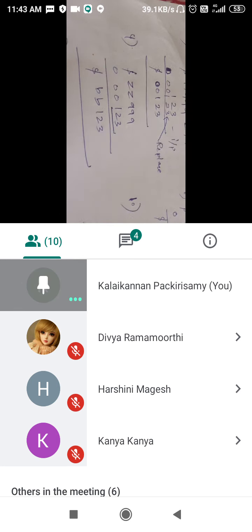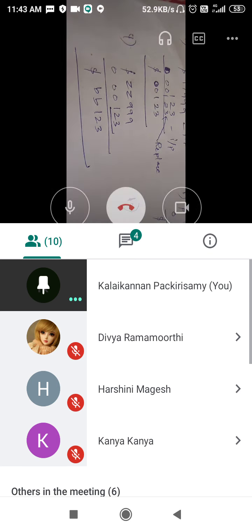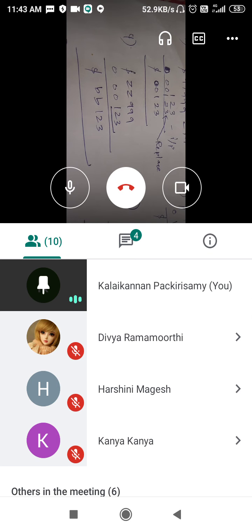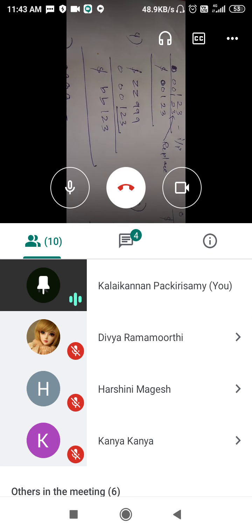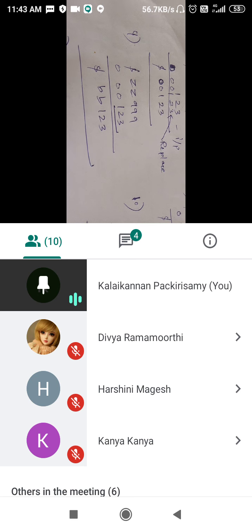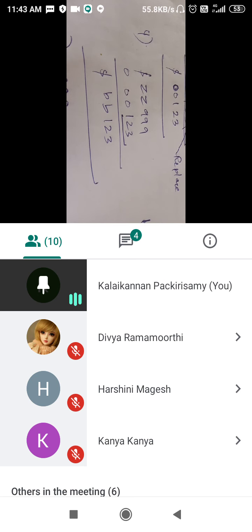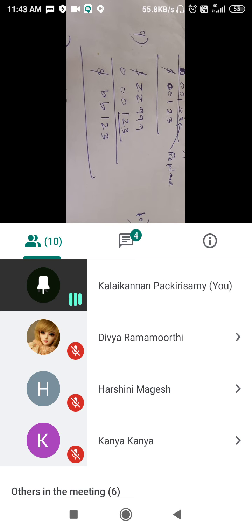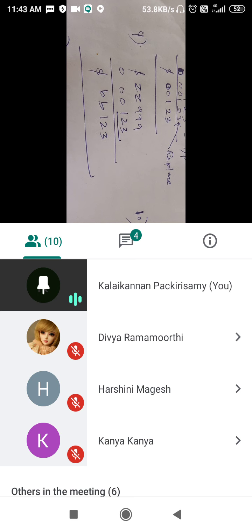Okay, so here in this example, we have a dollar sign, then double Z and triple nine. This is going to be the picture field, and the input that I'm going to pass over here is triple zero and then 123. So this is going to be the input that I'm going to pass over here.